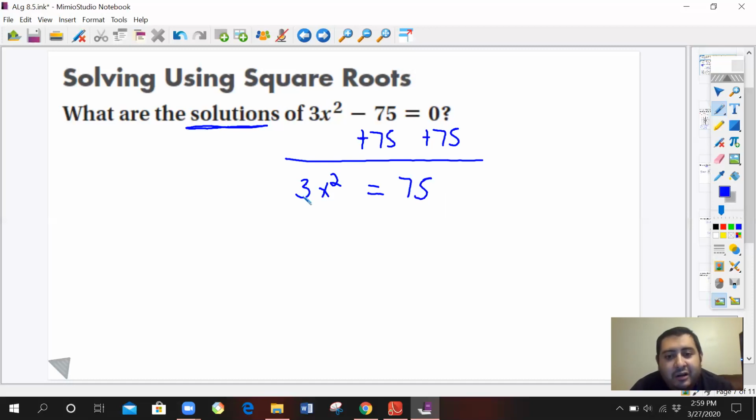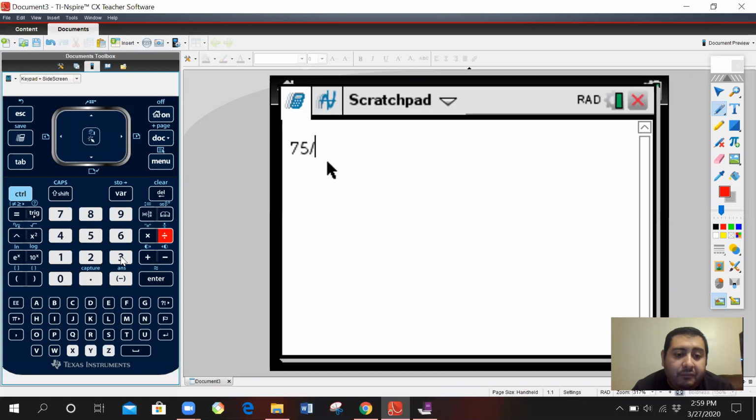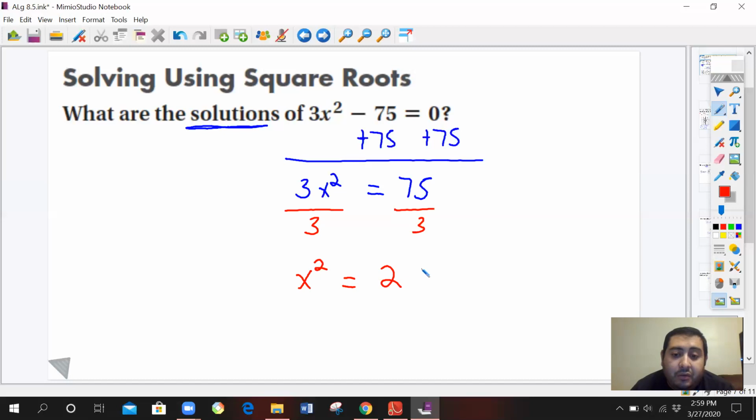These two expressions are considered like a multiplication, so the opposite of that is going to be division. What are you going to be dividing by? Well, the 3, because you want to leave the expression of the variable x squared since we're trying to solve for x. So 75 divided by 3. For those that are having a little bit of trouble, go to calculate, put 75 divided by 3. We get 25. So here we put in 25.